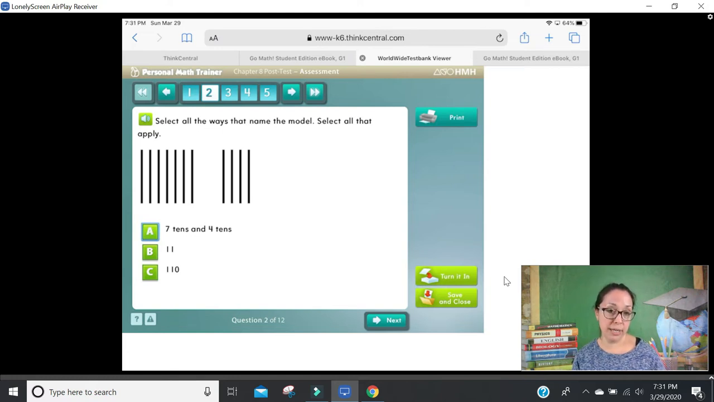Make sure you are hitting the 2 letters so they light up, the ones that you think are correct, and then hit next.